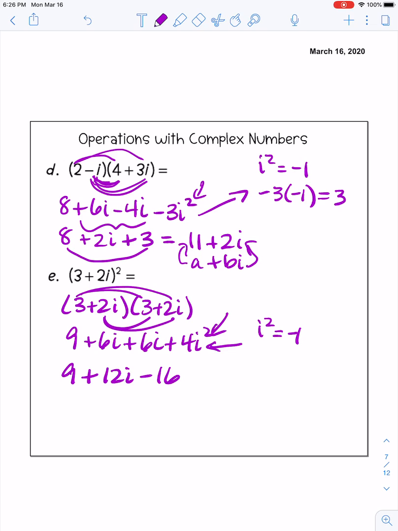Oh, sorry, not negative 16. My bad. Let me erase that. Not negative 16. It's going to give me negative 4. Right? Because i squared is negative 1 times positive 4 is negative 4. Then I can combine those. This gives me 5 plus 12i. Okay?